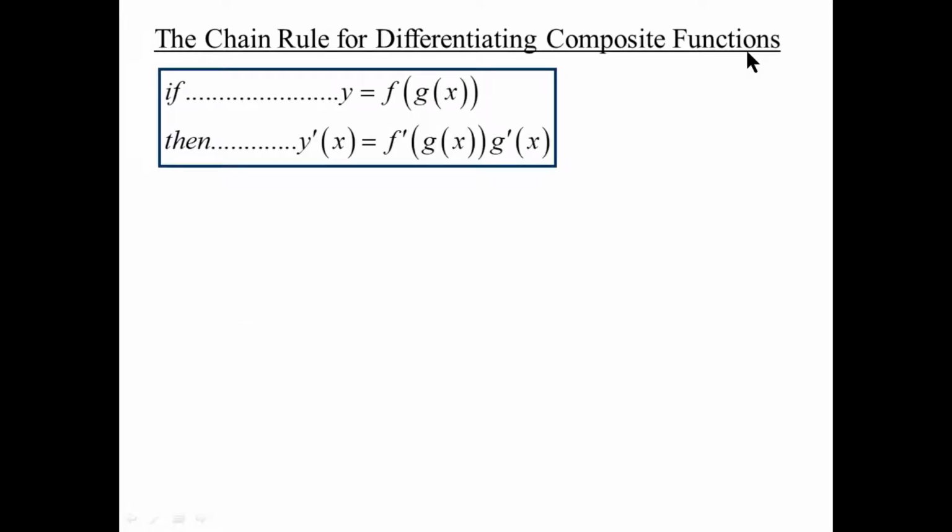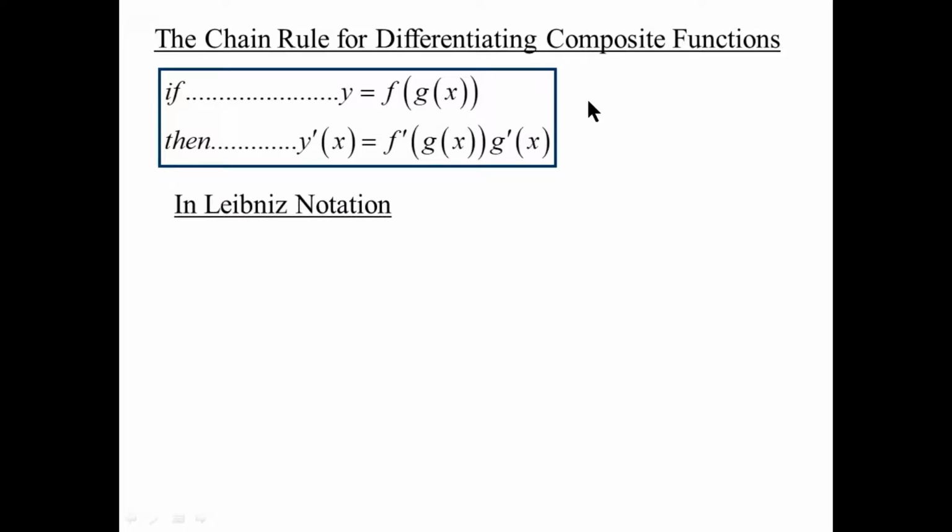Moving on. The chain rule for differentiating composite functions. If y equals f of g of x, in other words, y is a composition of a couple of functions, then y prime is equal to f prime of g of x times g prime of x. You really got to get that memorized down. It's the derivative with respect to a function times the derivative of that function. With examples, it might become more clear.